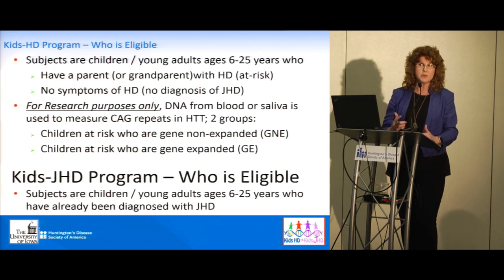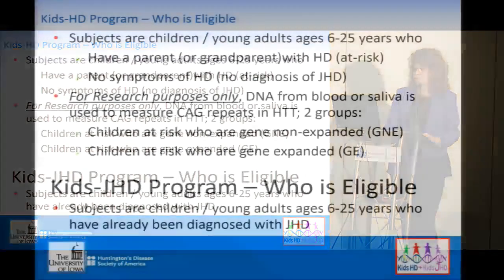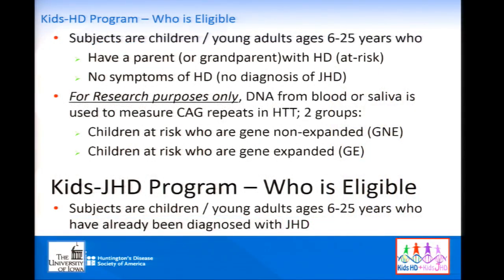So let me tell you a little bit about the Kids HD program and who is eligible. For the Kids HD program at the University of Iowa, subjects are young adults, ages 6 to 25 years, who are at risk for Huntington's. So they have a parent or a grandparent with Huntington's, and they currently don't have any symptoms of Huntington's. And then for research purposes only, we get DNA.